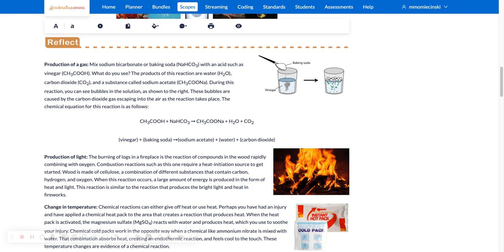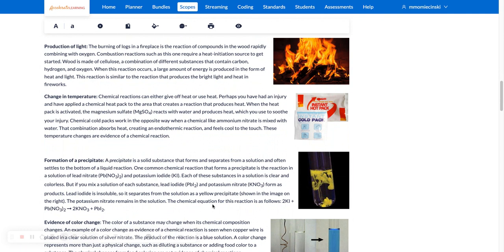The chemical equation for this reaction is as follows. We have the reactants on the left, products on the right. We have production of light.